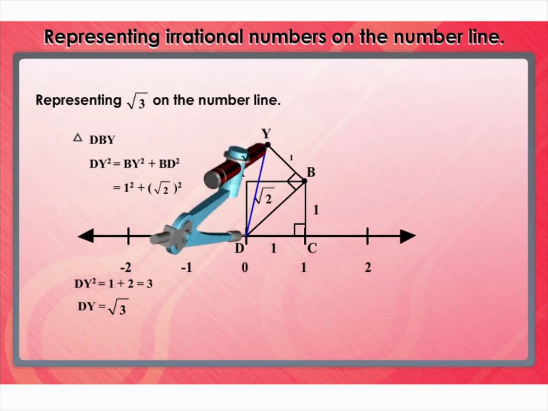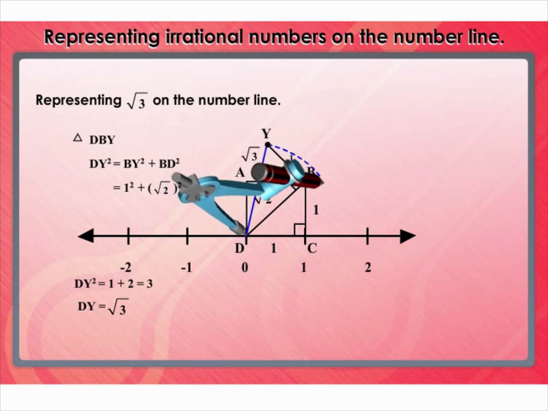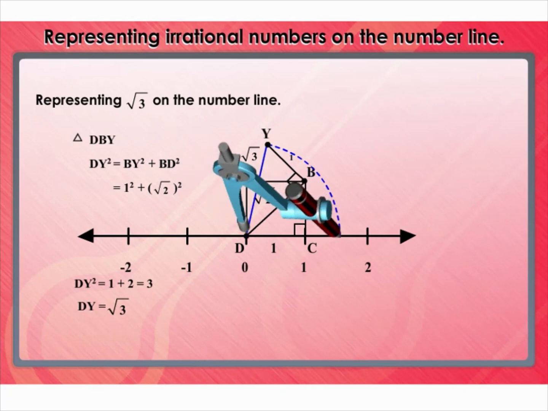Again, taking the example of a compass, this is a pointed end and we put a pencil here. Place the pointed end on the origin, extend the compass to Y. Place the pointed end at Y. From Y, draw an arc. This arc will cut the number line at some point and we call it X.